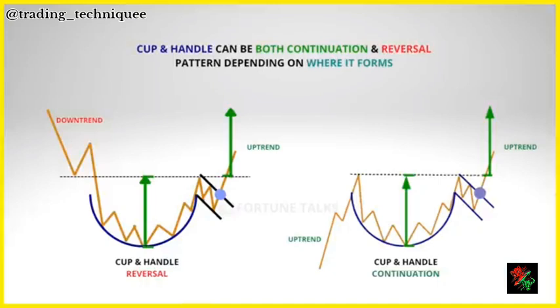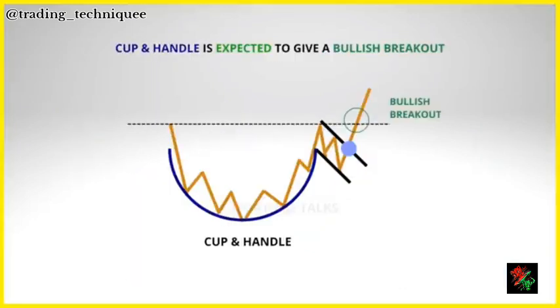If it is formed during an uptrend, then this pattern indicates a bullish continuation. Likewise, if it gets formed during a downtrend, the pattern will indicate a bullish reversal. Now, I am not actually curious about where the pattern forms, but I am more interested in the fact that the breakout always occurs towards the upside. That is, the cup and handle pattern is expected to give a bullish breakout.